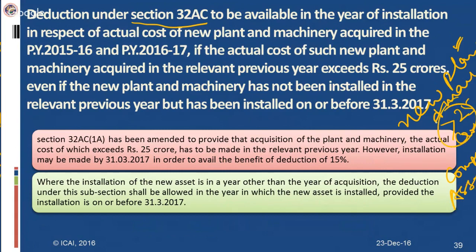The investment has to be over 25 crores in a particular previous year. Suppose you buy plant and machinery for less than 25 crores, you would not be entitled to deduction under 32AC. You will be entitled to additional depreciation, of course, but not deduction under 32AC because the minimum is 25 crores. Another condition stipulated is that the machinery should be acquired in the previous year and installed in the same year. Acquired and installed in the same year.